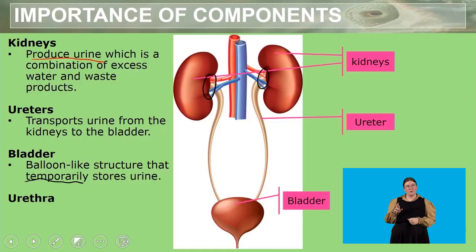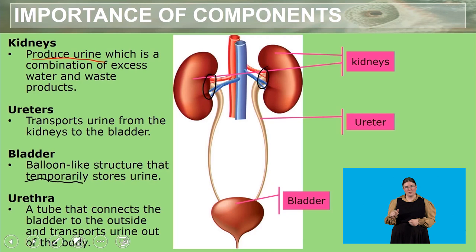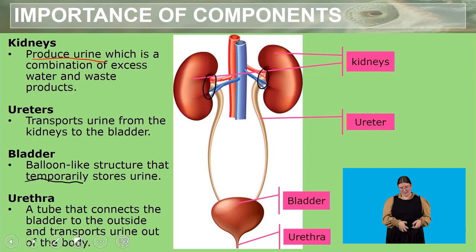You then have the urethra, which is a tube that connects the bladder to the outside and transports urine out of the body. There you have the urethra just below the bladder. Moving on, we will be looking at the main processes that are related to the excretory system.